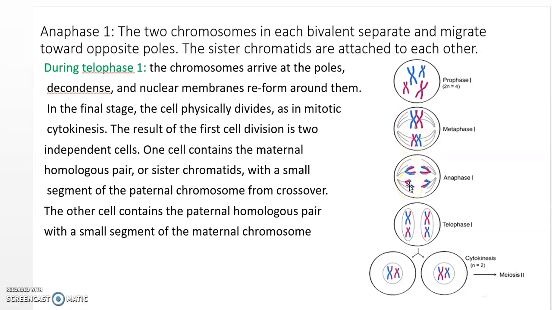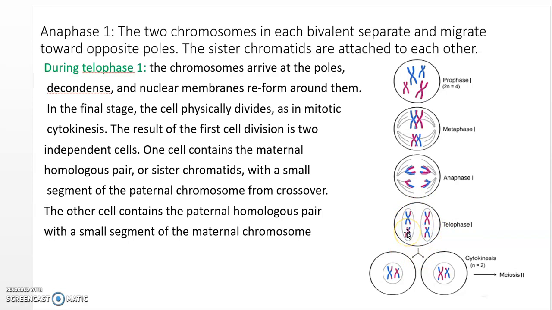So that is anaphase. The sister chromatids are still attached to each other, where they are attached at the centromere. This will come here, and this will come here, and this blue color will come here, and this will go there. So this is in the anaphase. And then next in the telophase, the chromosomes arrive at the poles. So one here and one here, or you can say one here and one here, and the nuclear membrane reforms around them.